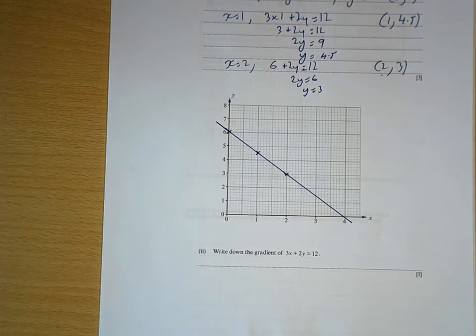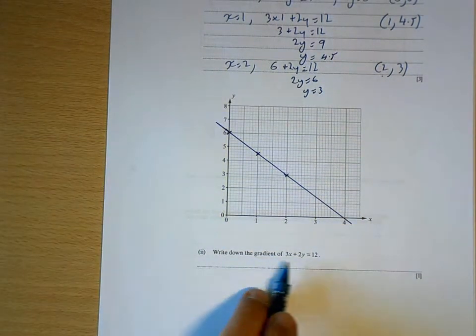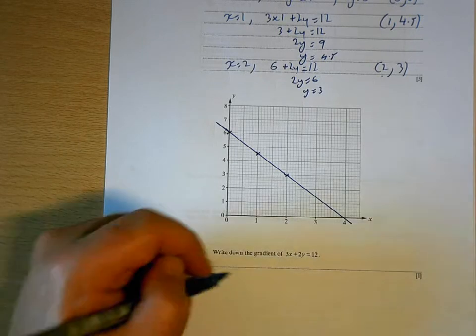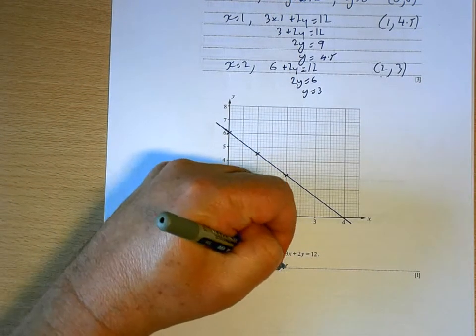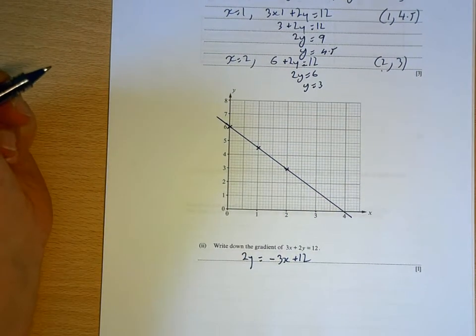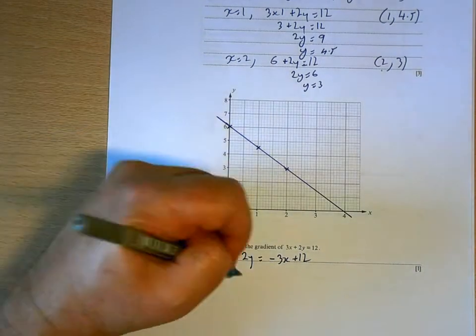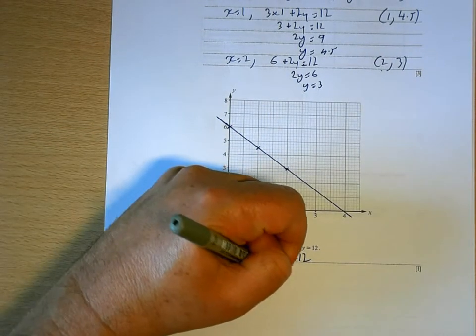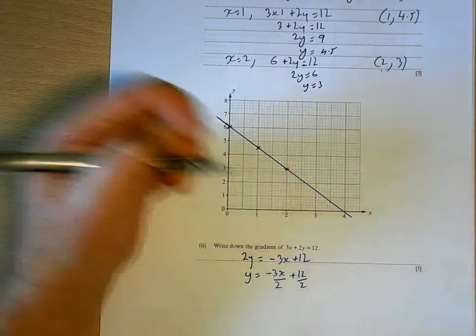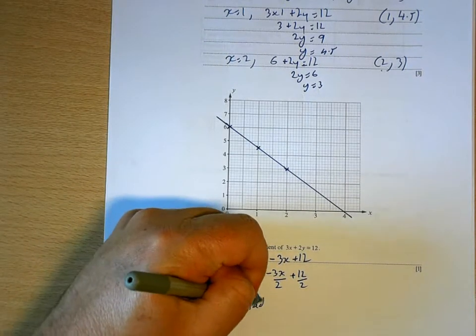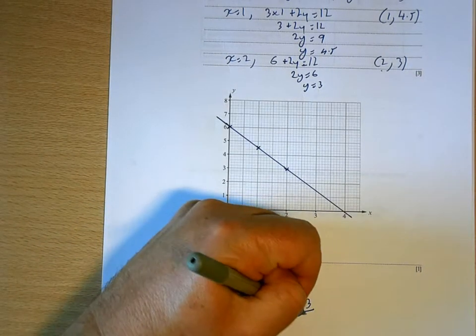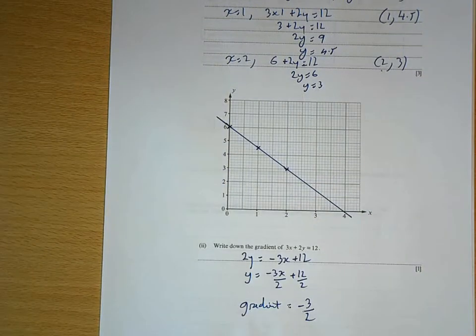Right, on to the gradient, so now I need to rearrange that into the form y equals mx plus c. I want the y's on their own on the left hand side, so I'm going to take that 3x off, and I have to do it to both sides. So 12 take 3x, I'm going to write it like that, just so it's in the right place. Then I'm going to divide everything by 2. That's my gradient. So the gradient is minus 3 over 2.